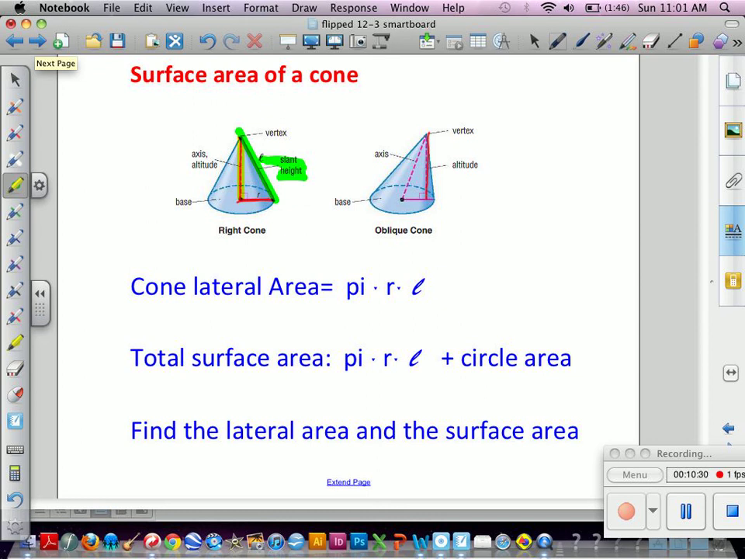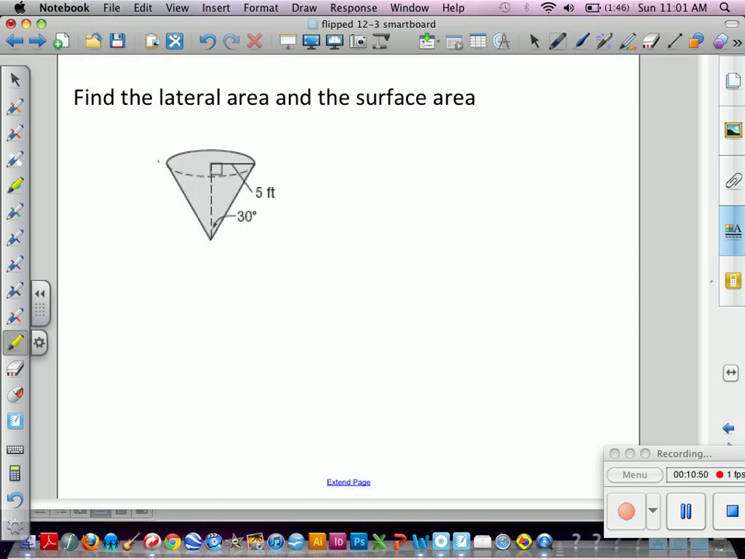To find the lateral area of a cone, the formula is pi r L. And then surface area is always the same. It's always whatever the LA is plus a base, and in this instance it is going to be the circle. So let's take a look at our example. Find the lateral area and the surface area. So to find lateral area, you need pi, r, and the slanted height. I can see in this cone, 5 is the radius of my base. I'm going to need my slanted height.